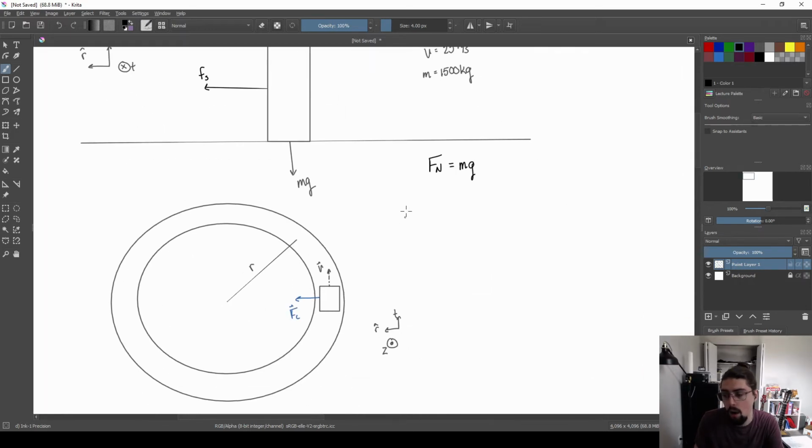Because I know that in the radial direction, we must have mv squared over r force. That has to be our net force in the radial direction, because that is the necessary force to keep us going in this circle, right? That's the big part here. What's actually providing that force? Well, simply put, it's going to be our static friction.